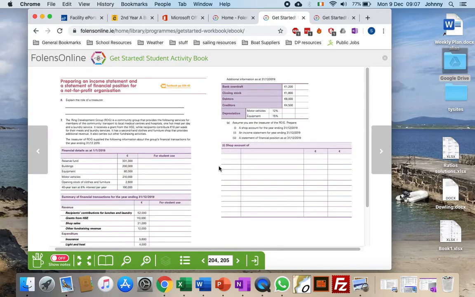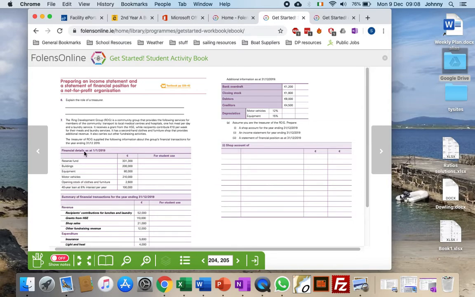So back to this. The first document you have to do is a shop account. So this little business is called the Ring Development Group. It has a shop, and the shop makes a profit. And that profit is going to be one of the incomes, one of the ways that this non-profit organization makes a little bit of money for itself. So it has a little shop that tries to make money. So this is the same as a trading account that we had before. So you start off with sales, opening stock, purchases, take away closing stock, and what's left is the profit of the shop. So where do we find these things?